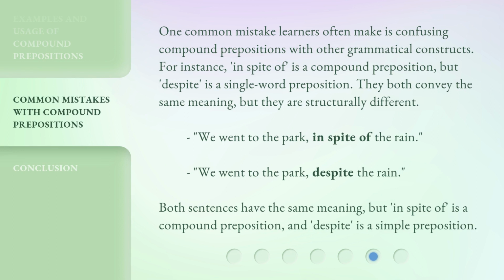One common mistake learners often make is confusing compound prepositions with other grammatical constructs. For instance, in spite of is a compound preposition, but despite is a single-word preposition. They both convey the same meaning, but they are structurally different. We went to the park, in spite of the rain. We went to the park, despite the rain. Both sentences have the same meaning, but in spite of is a compound preposition, and despite is a simple preposition.